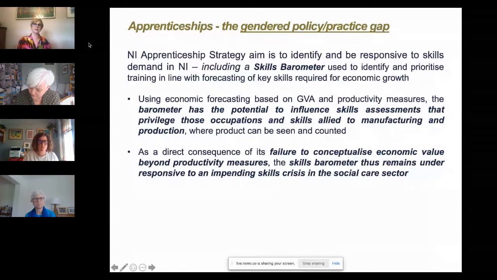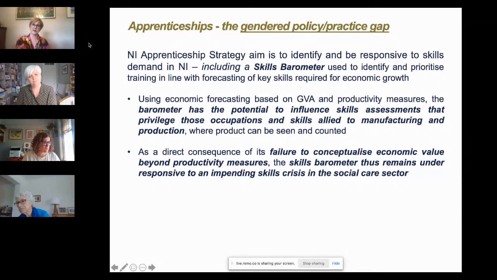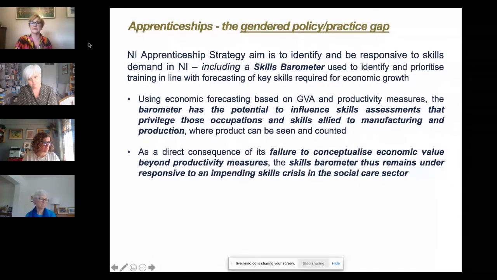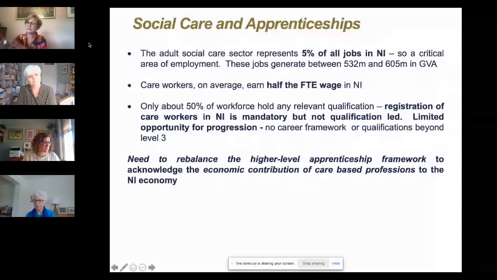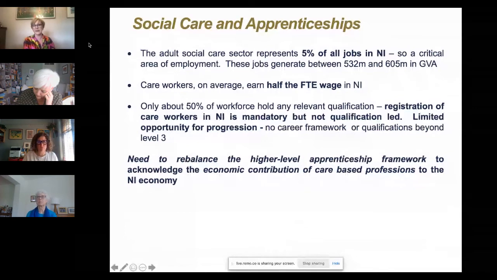So it's remained completely unresponsive to an impending, not just impending, an actual skills crisis in the social care sector in Northern Ireland, where, like many other parts of the UK, the recruitment of staff, the retention of staff is at a critical level. It's a hugely important sector in Northern Ireland. So the adult social care sector represents 5% of all jobs, so a very critical area of employment. It makes a very significant contribution to GVA.